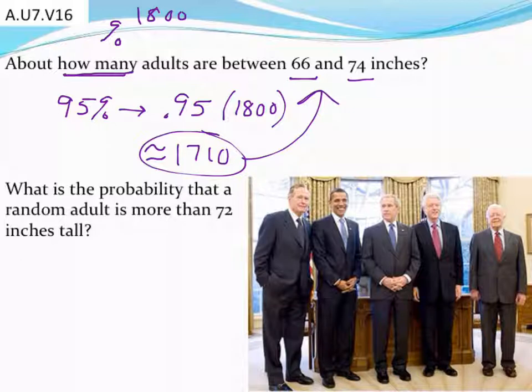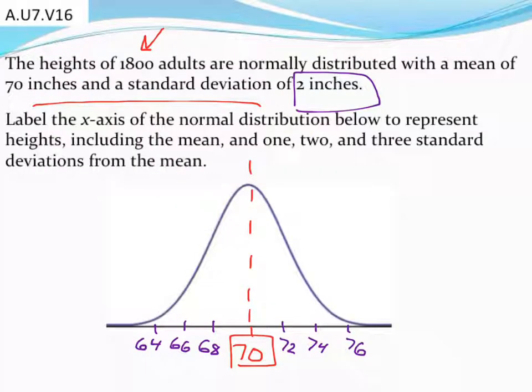Okay? And then one more question down here based on our information. This time, again, we're asked for probability, so we're back to just percentages. What's the probability that we'll find an adult that's more than 72 inches tall? Looking back at the graph we made, I can see 72 inches tall represents 1 standard deviation above the mean, and I want anything greater than that, 72 inches or taller. So we want to find all the percentages that are 1 standard deviation or more above the mean.